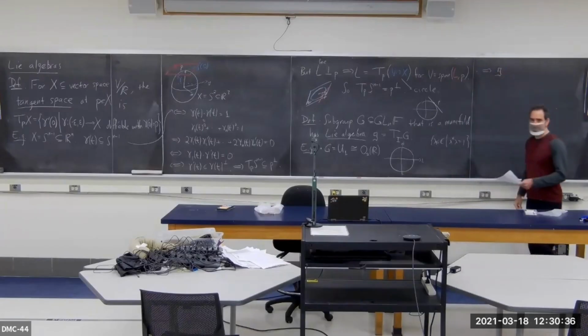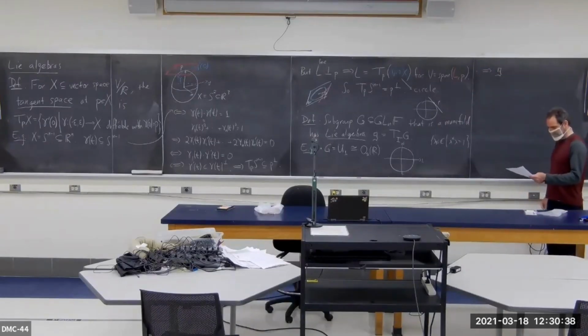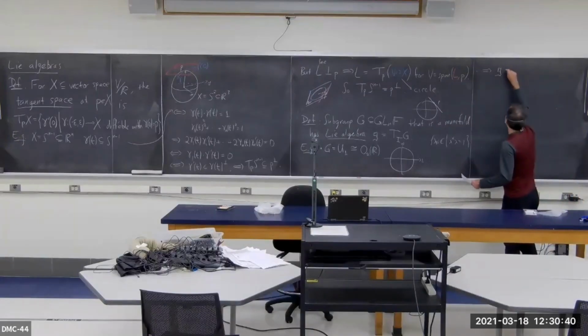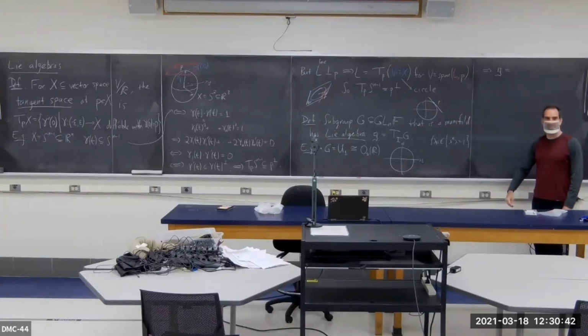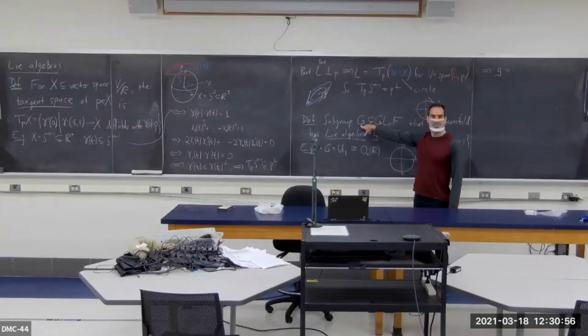What is the tangent space of the identity? Where is the identity in this picture? What does it mean for a manifold to have an identity? Well, this is a group. Oh, so would it be the point 1, 0?